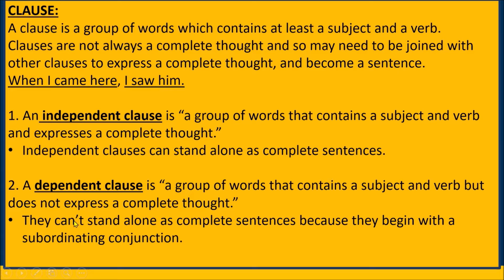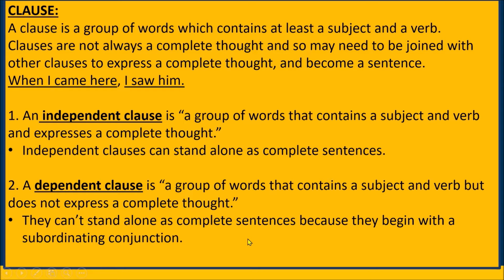Now the next one is the dependent clause. A dependent clause is a group of words that contains a subject and a verb. So it is also like an independent clause. It also has a subject and verb but does not express a complete thought. Unlike an independent clause, which expresses a complete thought, a dependent clause does not express a complete thought. It is dependent on an independent clause to complete its meaning.